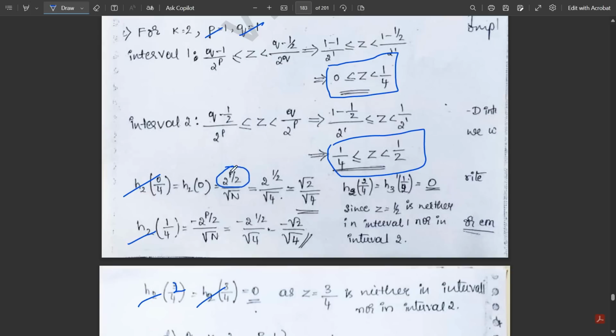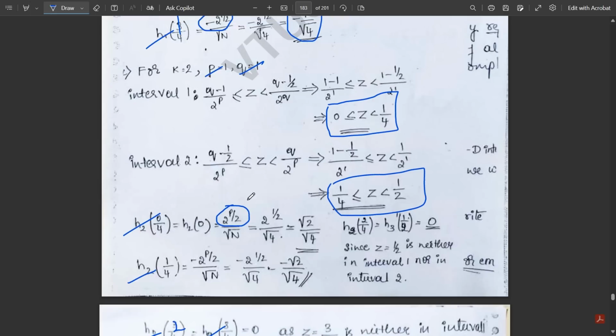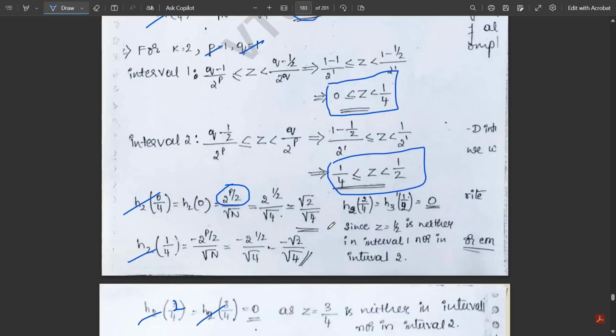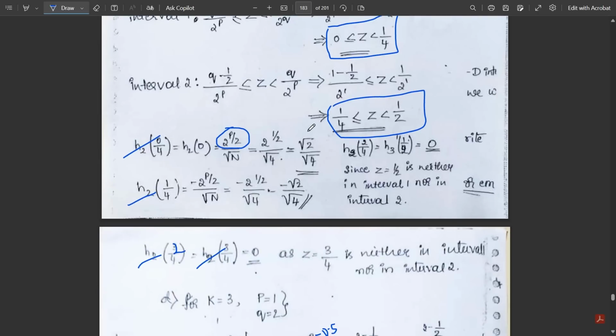So substitute the value of p here, it is equal to 1. Okay. So substitute 2 to the power 1 by 2 divided by root 4, and 2 to the power 1 by 2 can be written as root 2. So root 2 by root 4. Okay. That is whole root 2 by root 4. This is the first answer.